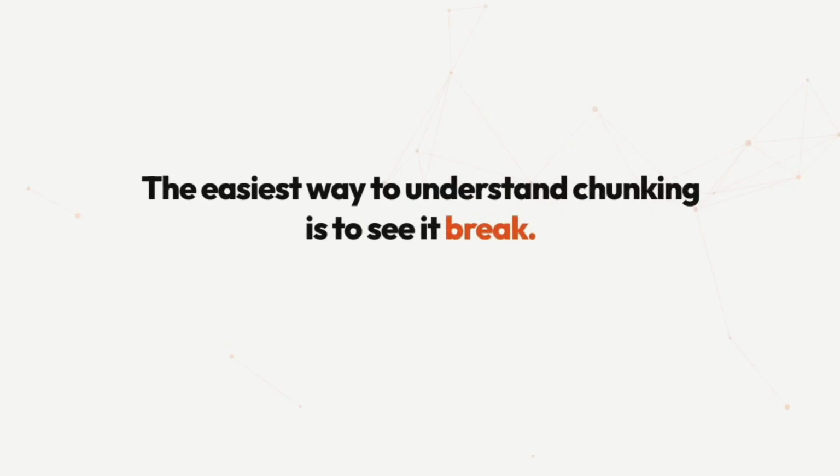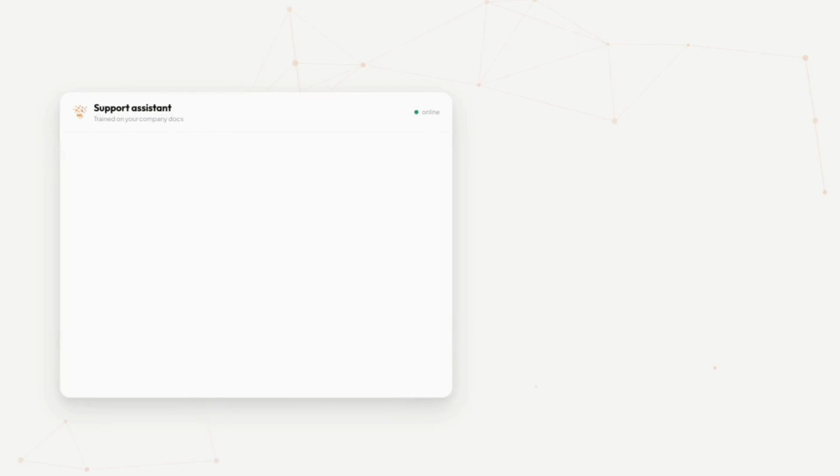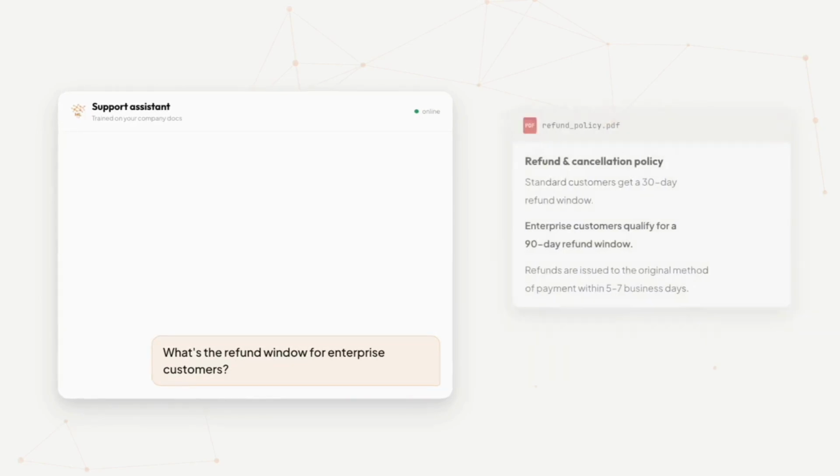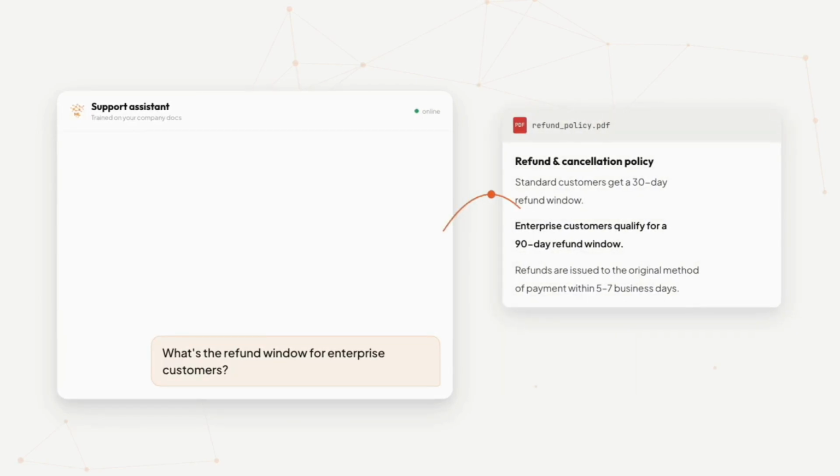The easiest way to understand chunking is to see it break. So imagine this. You have built a RAG chatbot on your company's docs. A user comes in and asks a totally normal question: what's the refund window for enterprise customers? You have got the policy PDF with the answer in there.